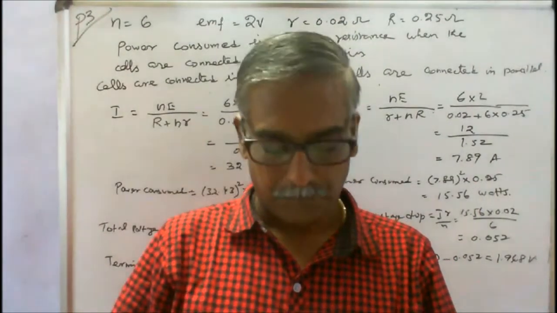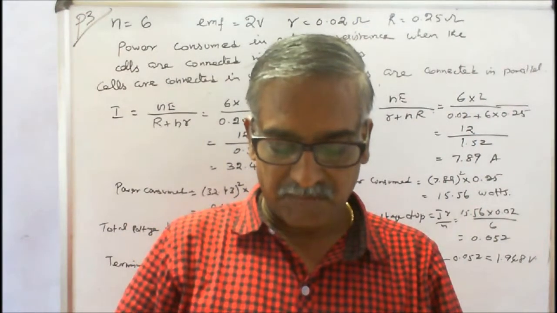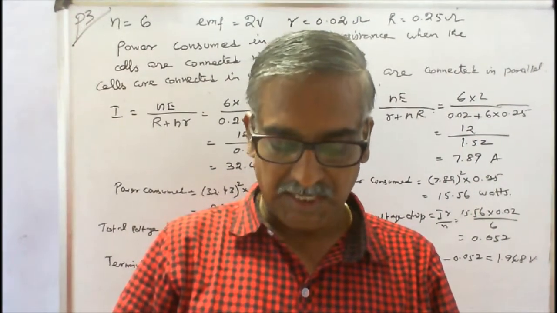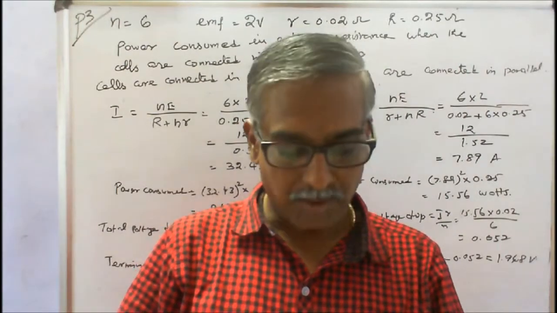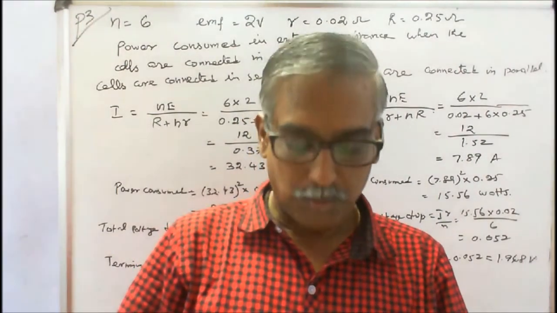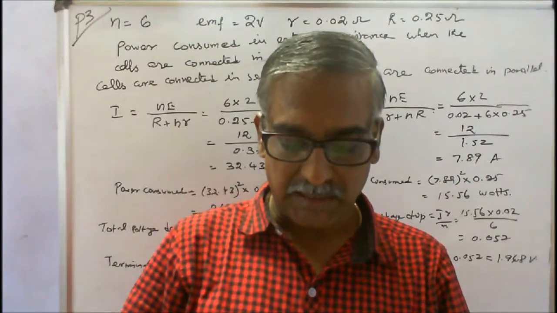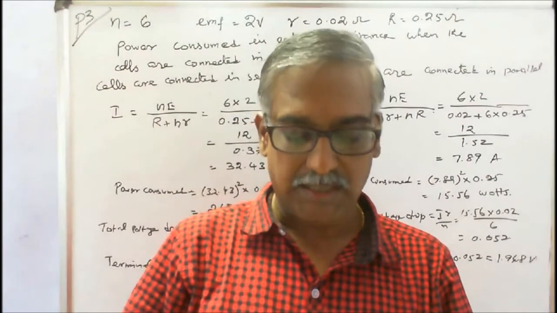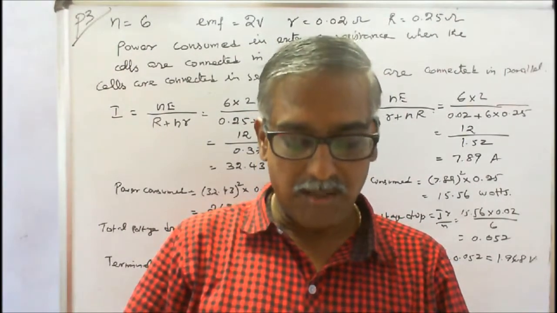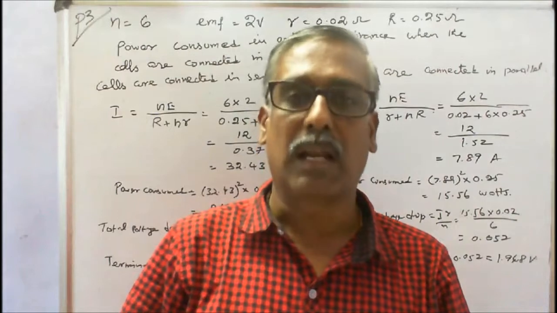Problem 3. A battery comprises 6 cells, each with an EMF of 2 volts and internal resistance of 0.02 ohms. Calculate the power consumed in an external circuit of resistance 0.25 ohms when the cells are connected A, all in series, B, all in parallel.